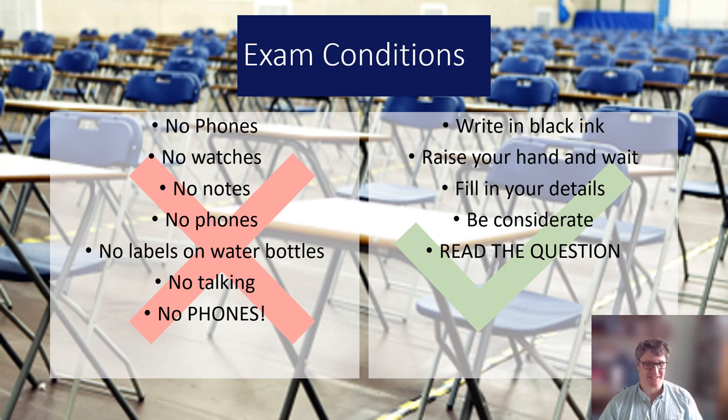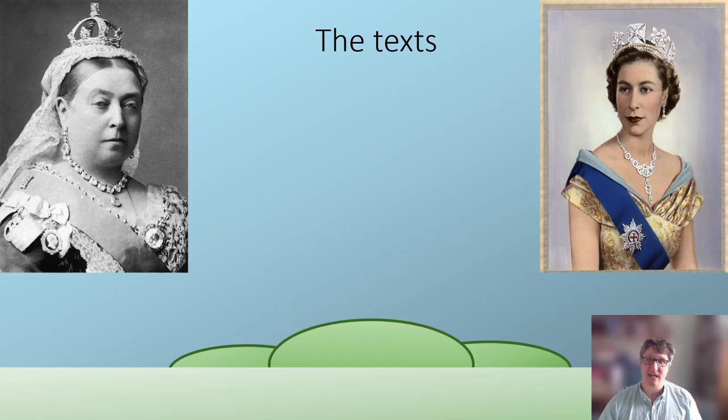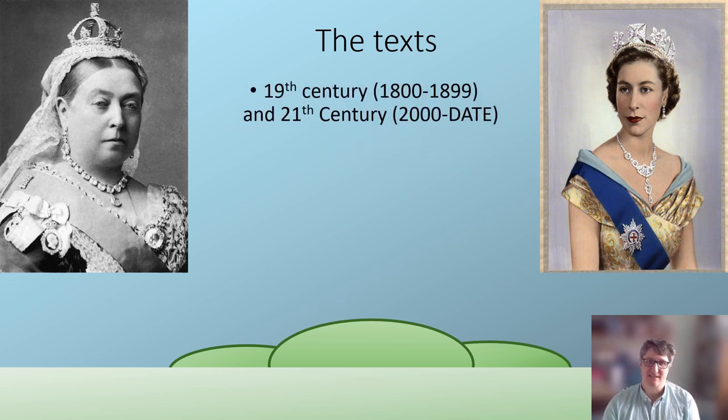These are exam conditions. In this exam, there are two texts that you will be looking at. One is a 19th century text, that's 1800 to 1899, the years of the reign of Her Majesty Queen Victoria, and all of the wonderful things of the British Empire, which of course was a totally benevolent organisation that never did any harm. Let's move on from that quickly and say that the other one will be a 21st century text. That is a text from our own time, the time of Her Majesty Queen Elizabeth II. God bless her. Long may she reign.